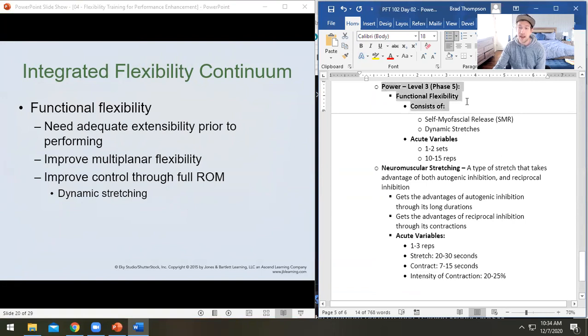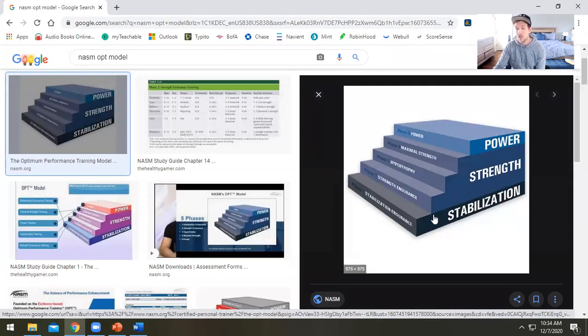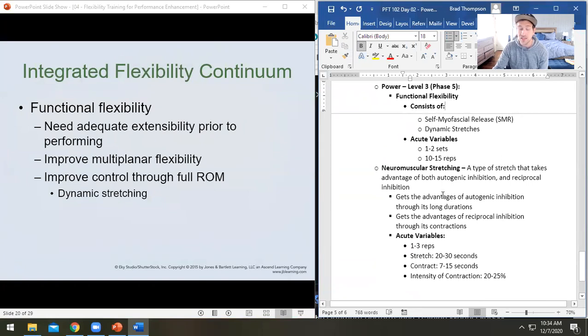In the power level, your client is at the top of the staircase. You built a really strong foundation. You built upon that foundation. Now they are improving their maximal capabilities. They shouldn't have very many muscle imbalances at this point. It should not be that you are worried about their full range of motion. So now they're getting functional flexibility because they're already functional. Now we're just trying to make them improve and get to peak capacity.